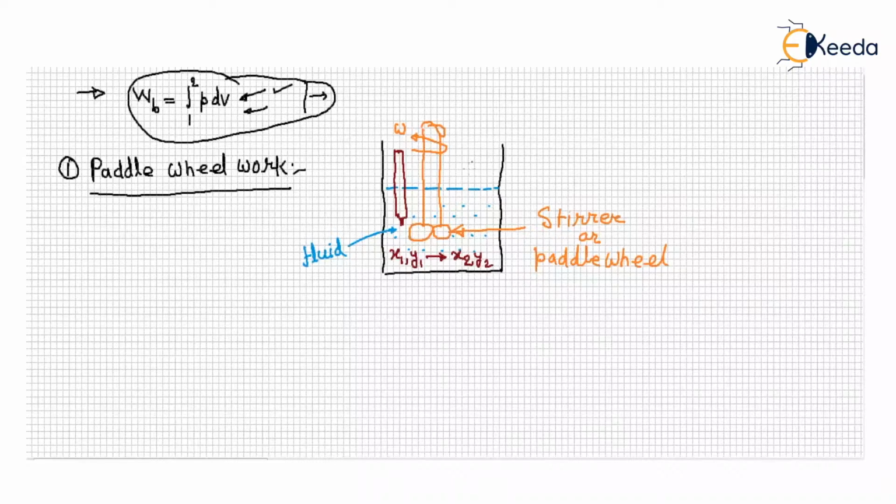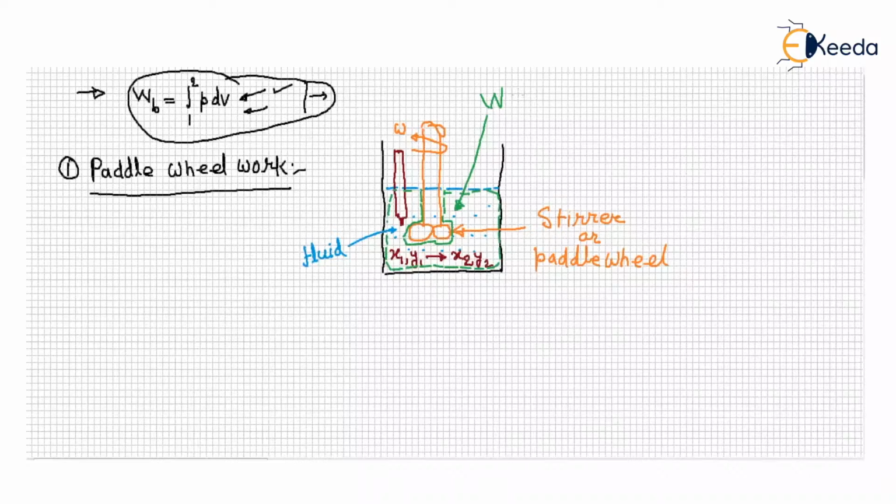So what did you do here? Before that, you select a system. This is our system. That means if you rotate a paddle wheel, you put some work into the system.